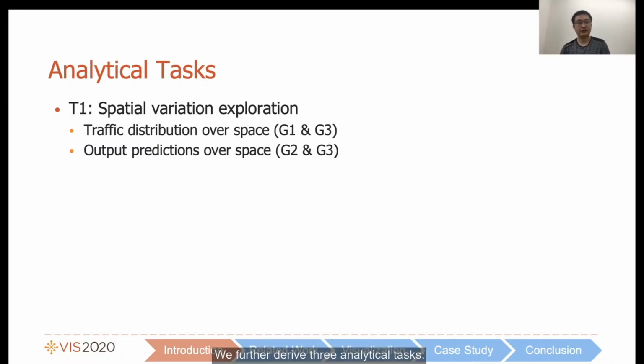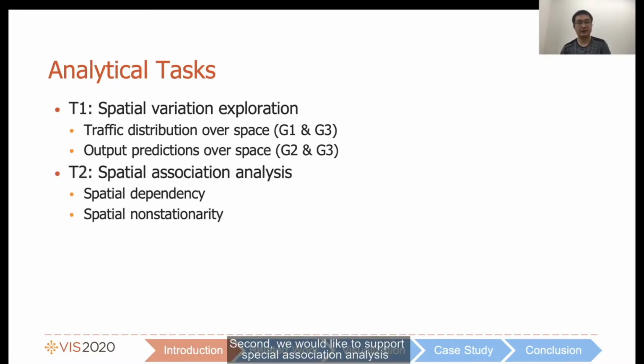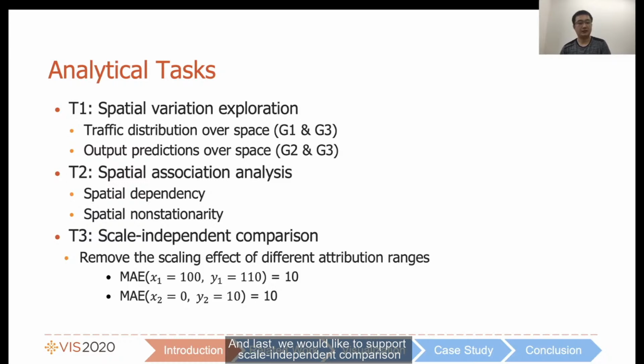Okay, we further derive 3 analytical tasks. First, we would like to support spatial variation exploration of both input traffic and output predictions. Second, we would like to support spatial association analysis to examine the spatial dependency and the spatial non-stationarity. And last, we would like to support scale-independent comparison such that to remove the scaling effect of different attribution ranges.